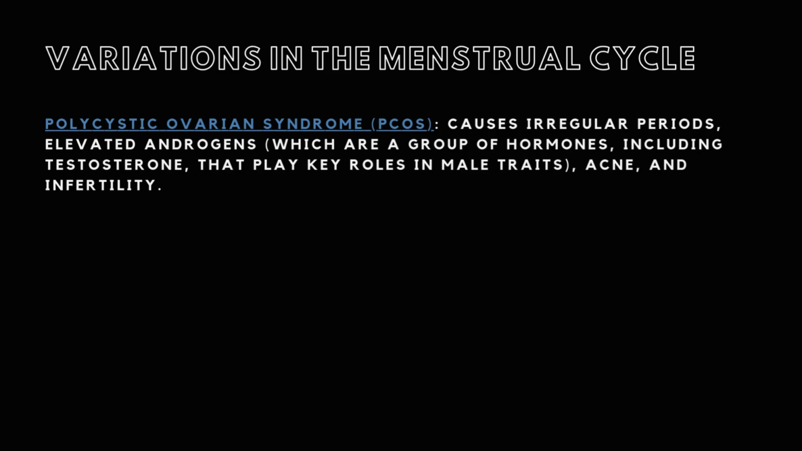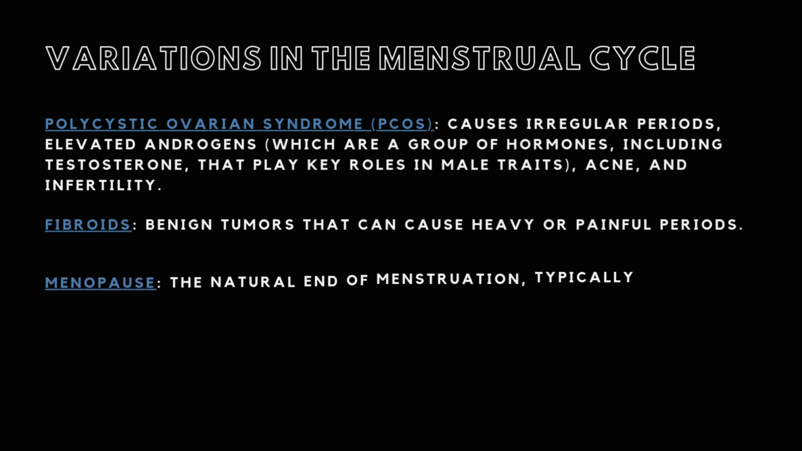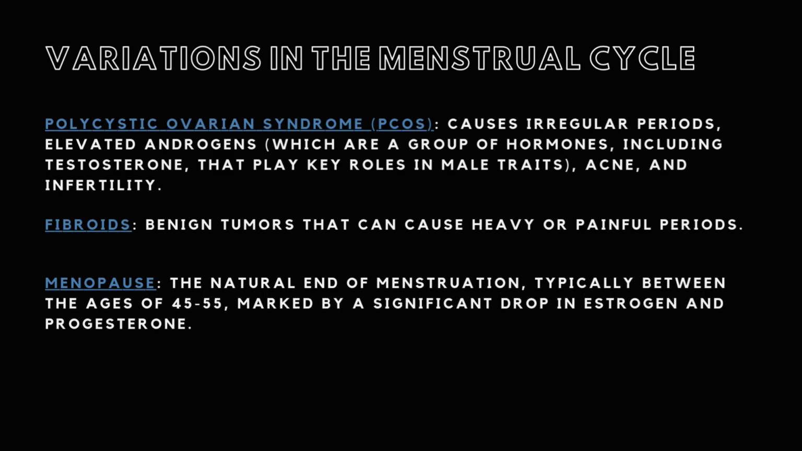acne, and infertility. Fibroids: benign tumors that can cause heavy or painful periods. Menopause: the natural end of menstruation, typically between the ages of 45 to 55, marked by a significant drop in estrogen and progesterone.